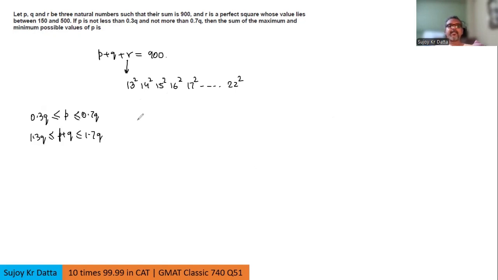And P, Q, R have to be natural numbers, and they have to add up to exactly 900. So, if you look at some of these values here, if I write it down, 22 square is 484, 21 square is 441, 20 square, then 19 square, 18 square, 17 square, then 16 square is 256, 15 square is 225, 14 square is 196, and 13 square is 169. These are the possibilities for R.